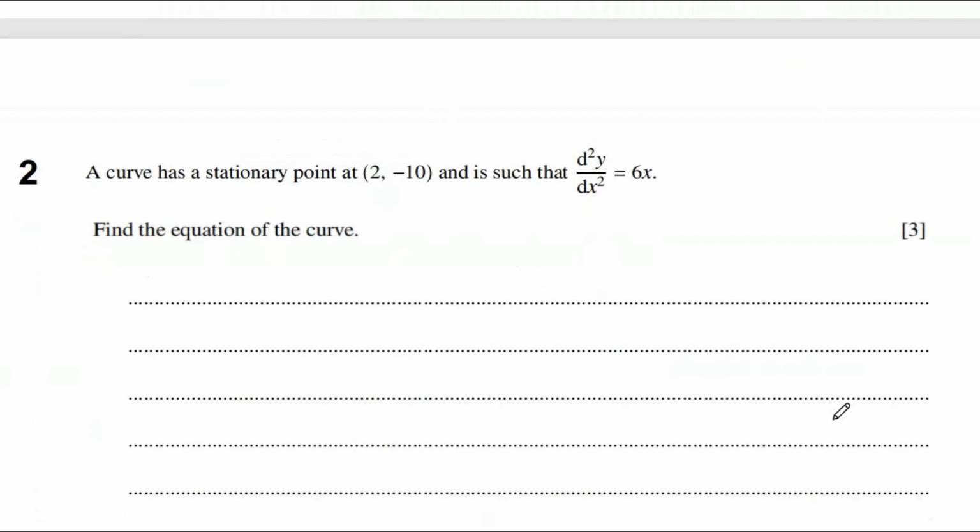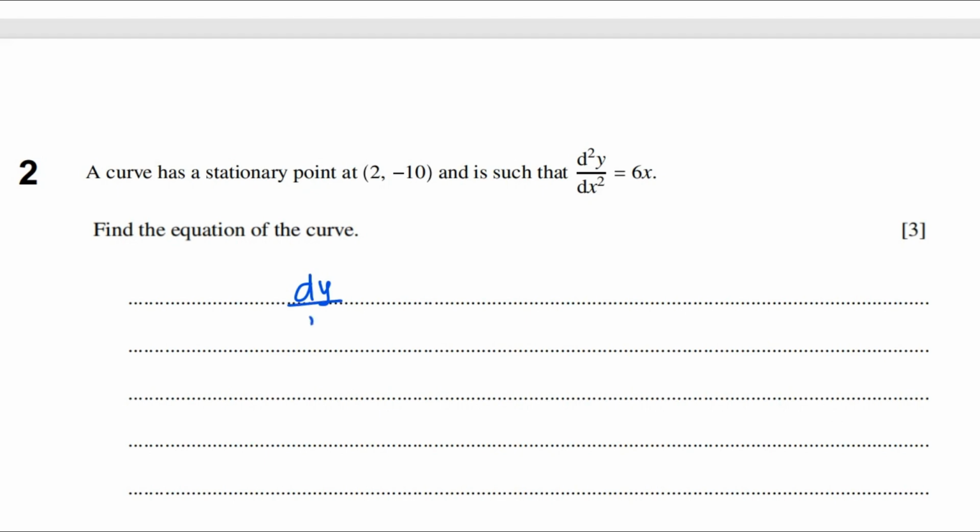Next, question number 2. A curve has a stationary point at (2, negative 10) and is such that d square y by dx square equal to 6x. Find the equation of the curve. D square y by dx square is given. So first let's integrate this one so that we will get dy by dx. Then again integrate that one to get the equation as y is equal to the equation.